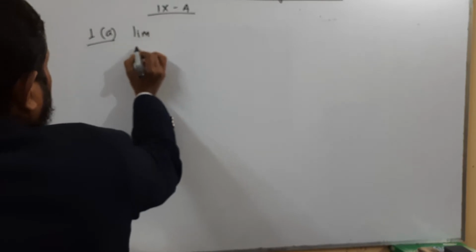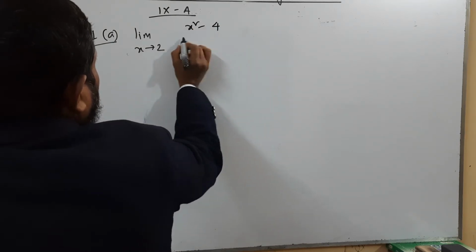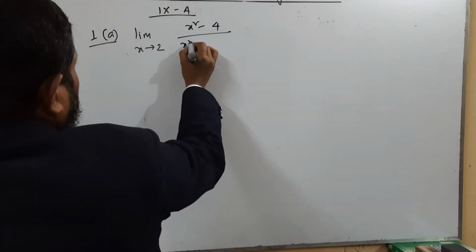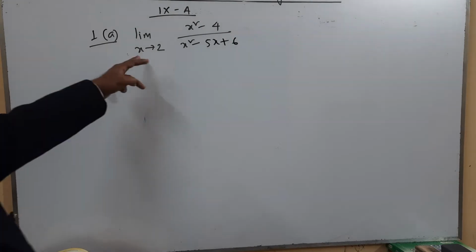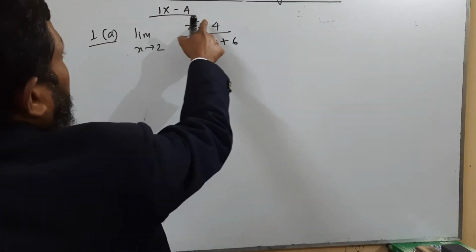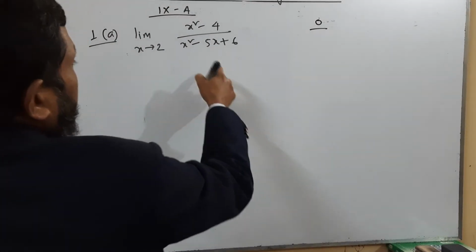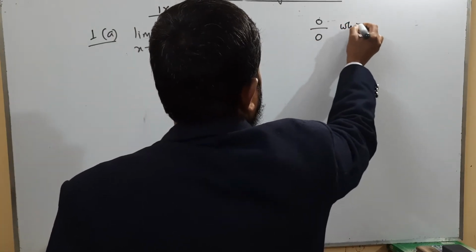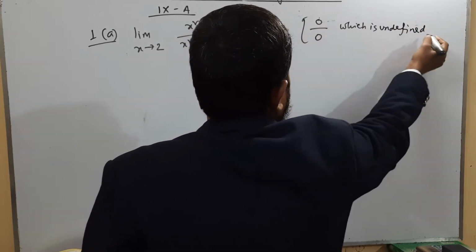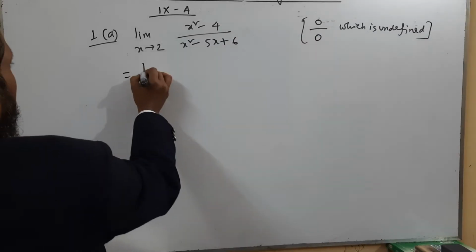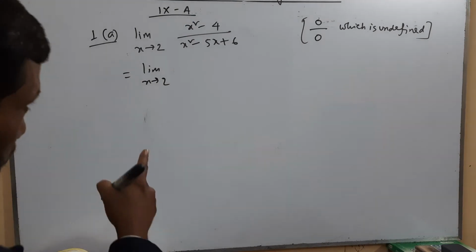Limit x tends to 2 of x square minus 4 divided by x square minus 5x plus 6. If we put x is equal to 2, then we get 4 minus 4, that is 0. In the denominator, 4 plus 6 is 10, 10 minus 10 is also 0, which is undefined. So we cannot put x is equal to 2 directly in the function.